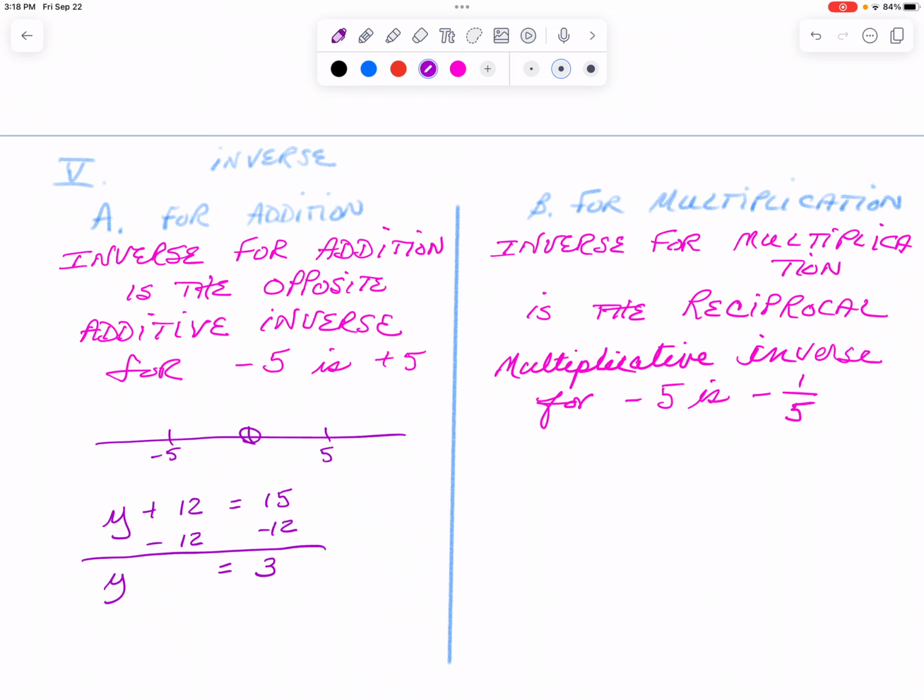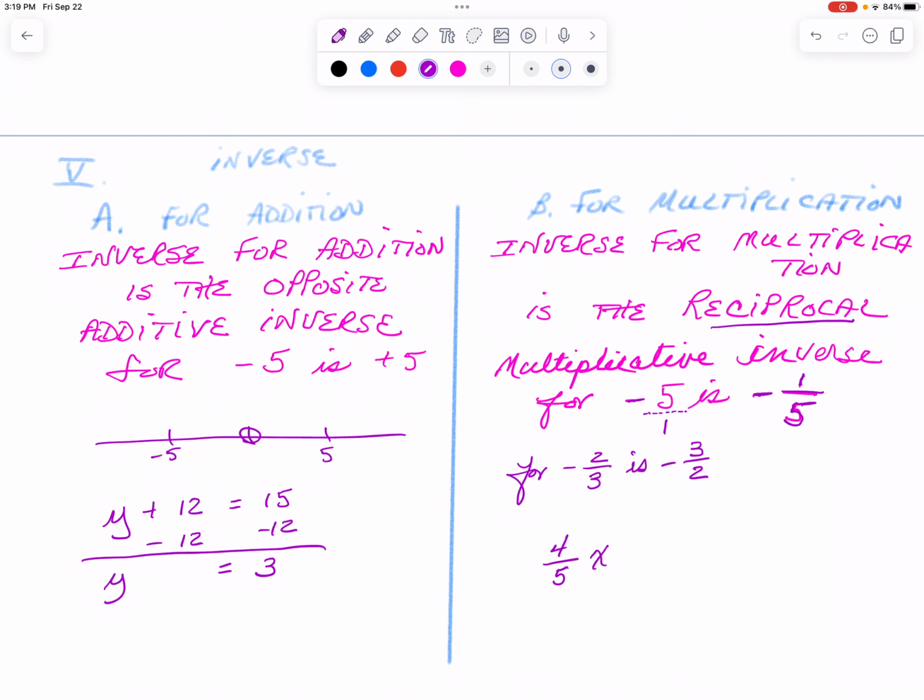So if you're working with the inverse for multiplication, it's the reciprocal. So the multiplicative inverse for -5, notice the sign here, remains negative, and the number is the reciprocal, or the number flipped upside down, because there's actually underneath this 5 a 1. So the multiplicative inverse for -2/3 is -3/2.